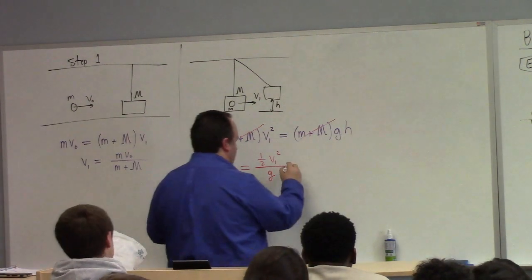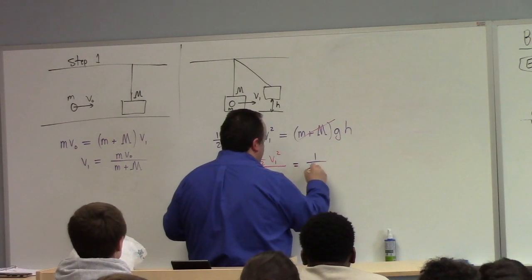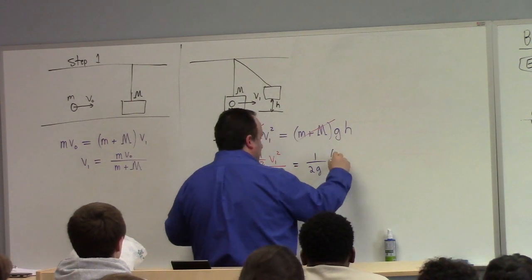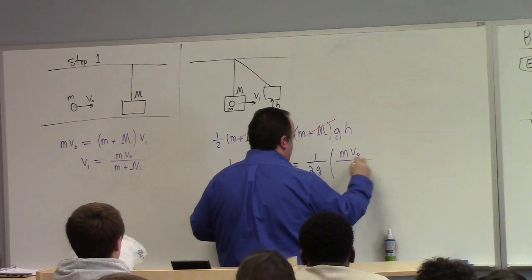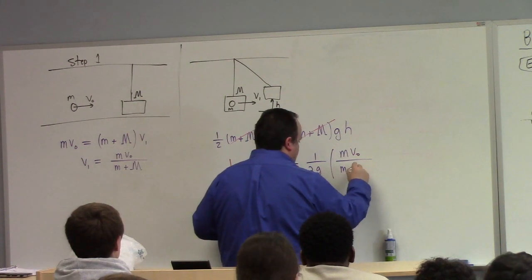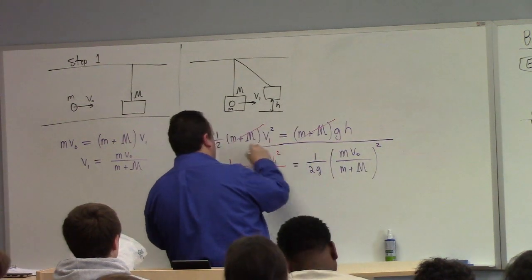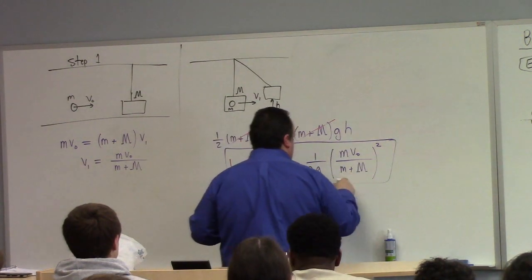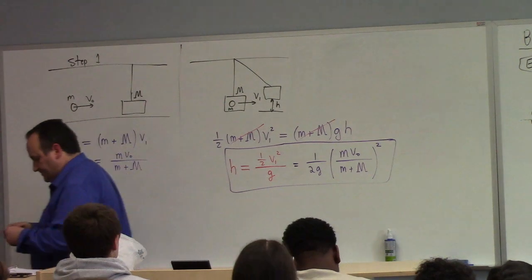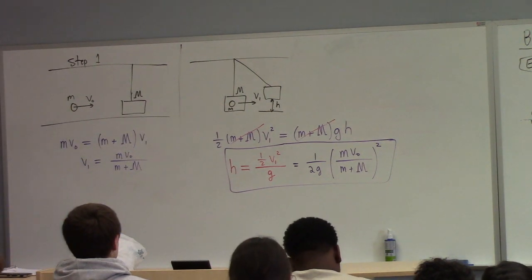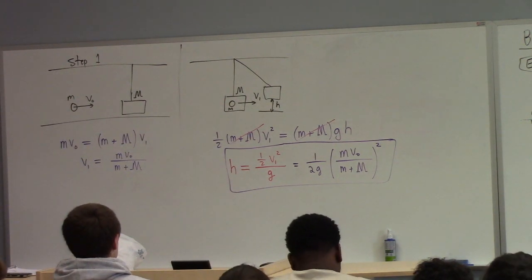So we've got 1/2 G times parentheses MV naught over little m plus big M quantity squared. There you go. That's the height right there that it goes to. So this is the ballistic pendulum.